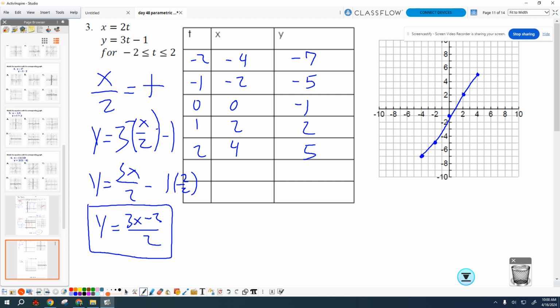Alright, guys. Do we agree with this? He solved for t in the x equation and got x over 2, then 3 times that minus 1. I actually prefer this as y equals mx plus b, which you had right here: y equals 3x over 2 minus 1. Sometimes you want the other form, but I prefer you left it alone.